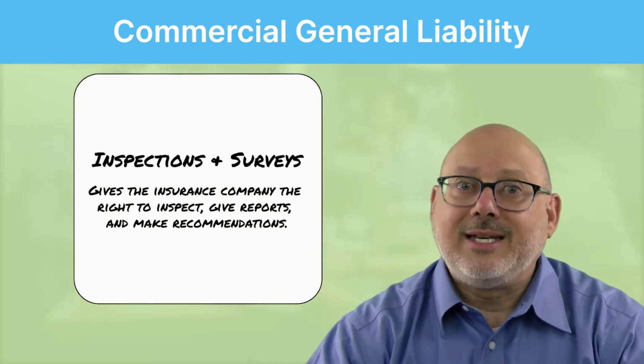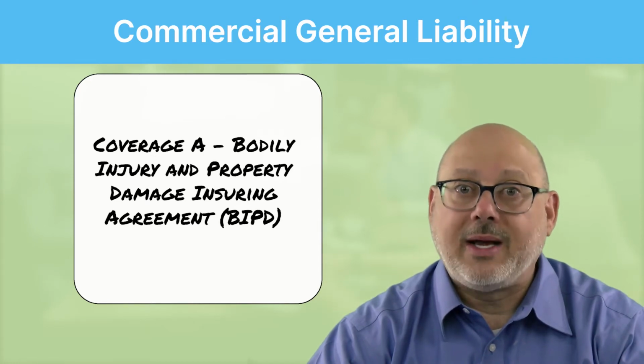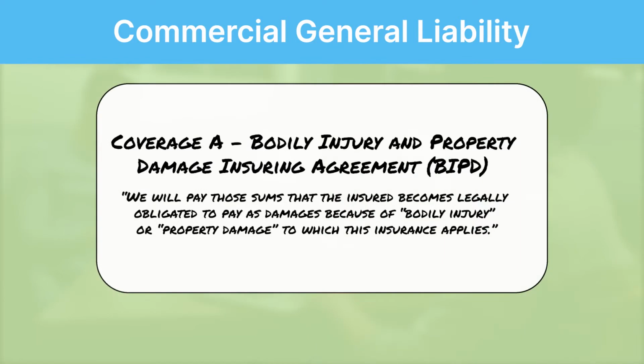Let's now look at the CGL's coverages, starting with Coverage A, bodily injury and property damage. Coverage A of the CGL coverage form states, "We will pay those sums that the insured becomes legally obligated to pay as damages because of bodily injury or property damage to which this insurance applies." Let's break that simple statement down a bit to its basic terms.